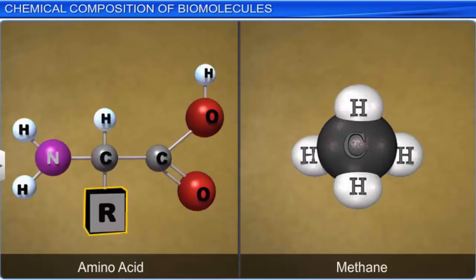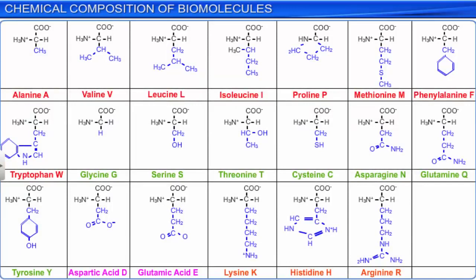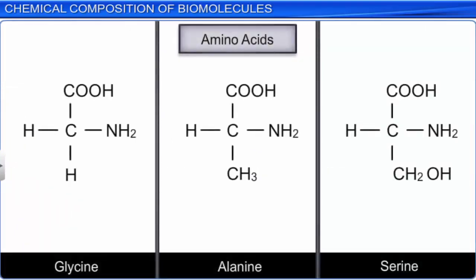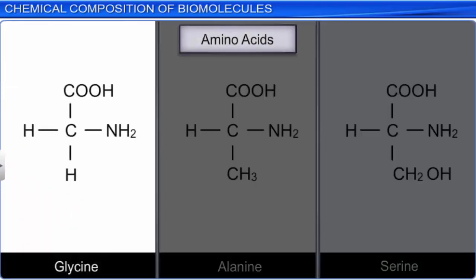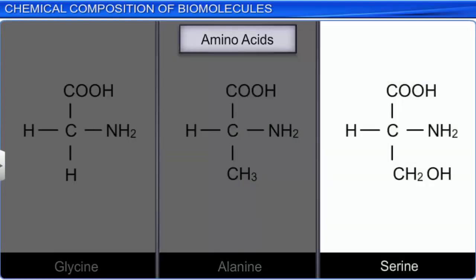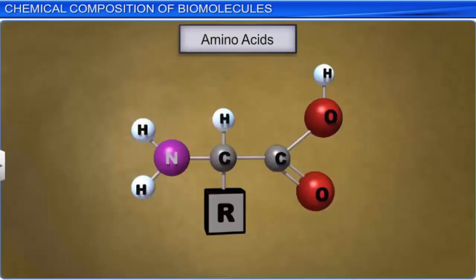Based on the nature of the R group, there are many amino acids. However, there are 20 standard amino acids in proteins. For example, glycine, in which the R group is hydrogen, alanine, where the R group is a methyl group, and serine, where the R group is a hydroxymethyl group. The chemical and physical properties of amino acids are essentially of the amino, carboxyl, and the R functional groups.